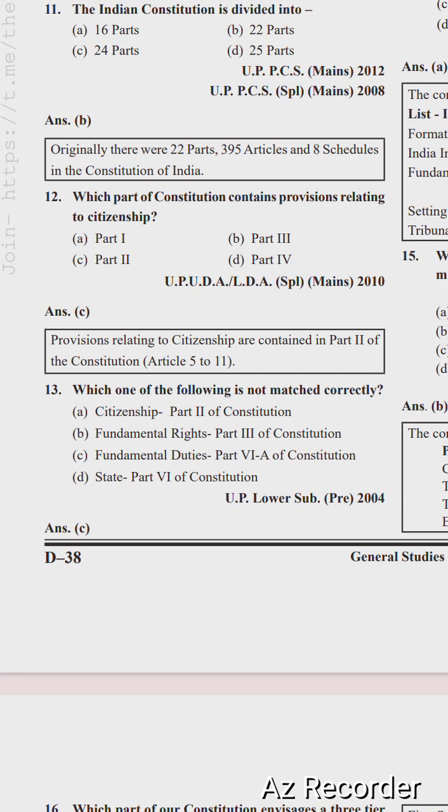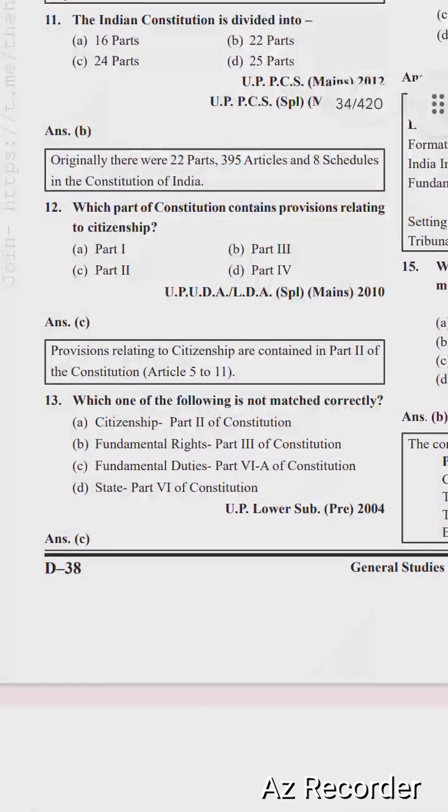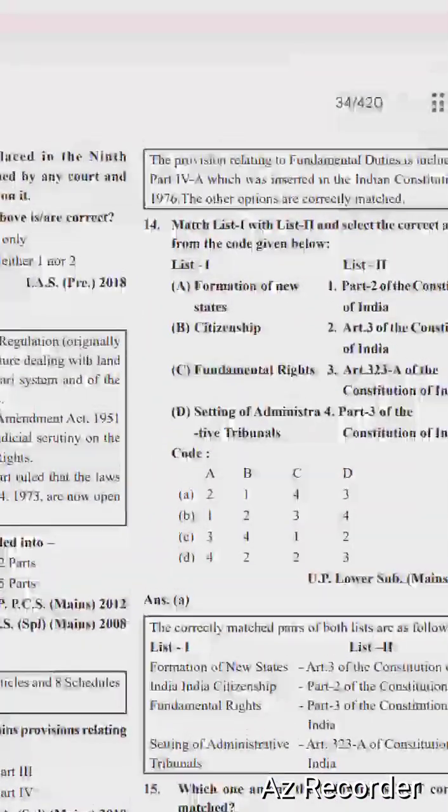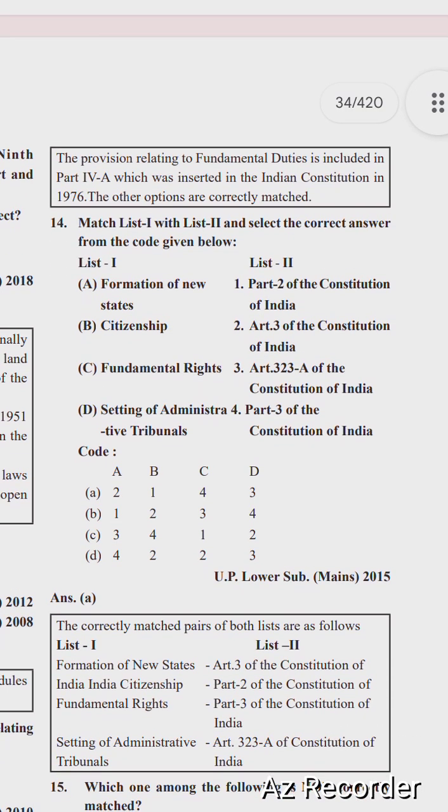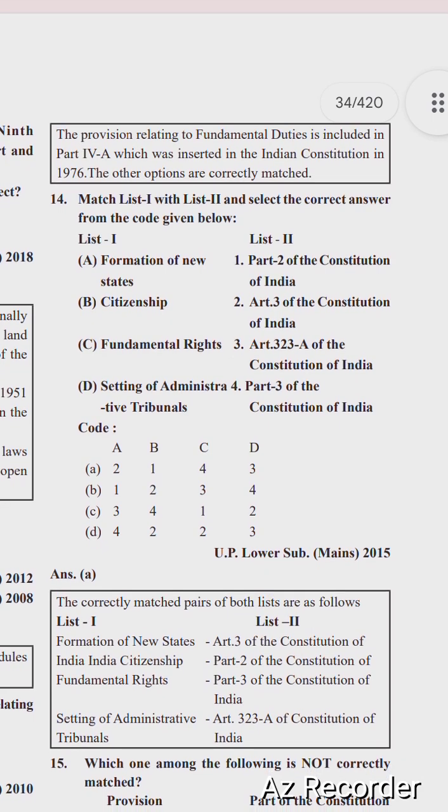Next is, which one of the following is not matched correctly? Options are citizenship, part 2 of the Constitution; fundamental rights, part 3 of the Constitution; fundamental duties, part 6A of the Constitution; and state, part 6 of the Constitution. So right option is option number C, fundamental duties, part 6A of the Constitution. It's not right. The provision related to fundamental duties is included in Part 4A, which was inserted in the Indian Constitution in 1976. The other options are correctly matched.